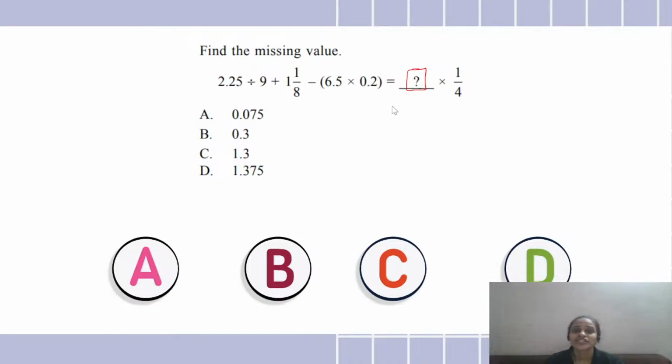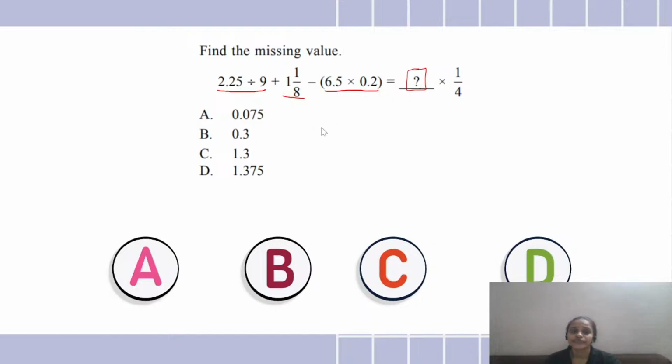So the question reads as 2.25 divided by 9 plus 1 upon 8 minus 6.5 multiplied by 0.2. So we are going to solve them step by step. As we follow BODMAS, we always do the division, multiplication, and the mixed fraction first. Then at the end, we do the addition, subtraction. So let's start with division.